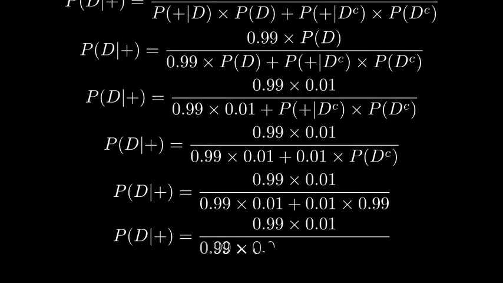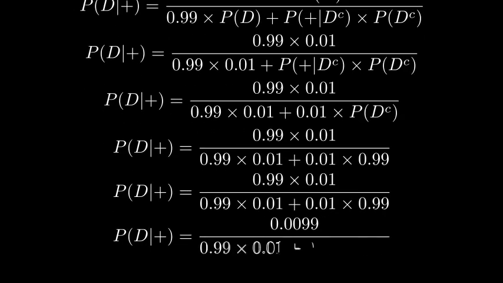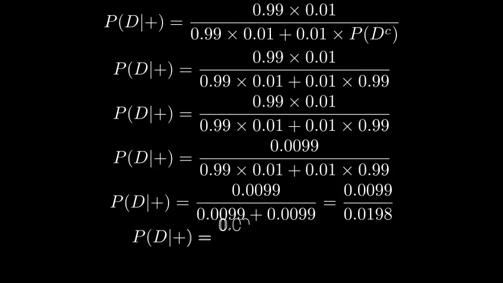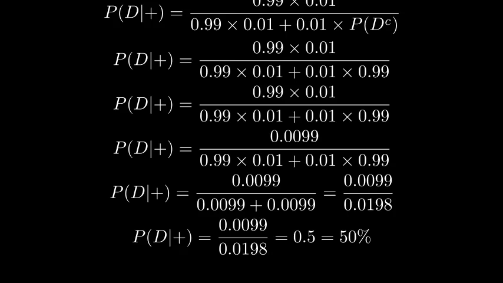Let's calculate the result. The numerator is 0.99 times 0.01, which is 0.0099. The denominator is 0.0099 plus 0.0099, which is 0.0198. Dividing, we get 0.0099 divided by 0.0198, which equals 0.5 or 50%.